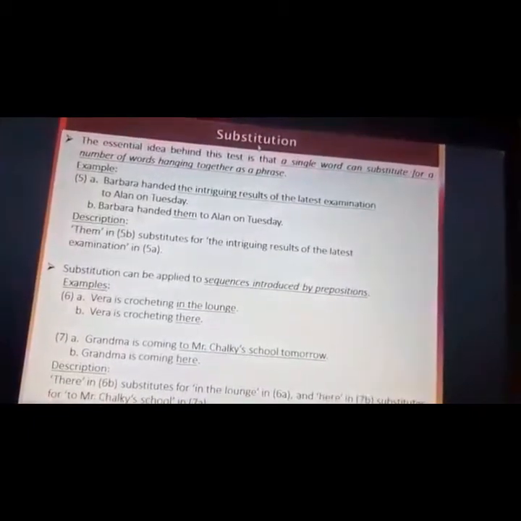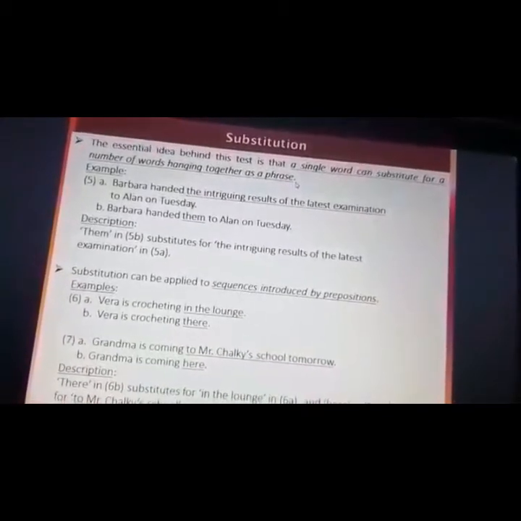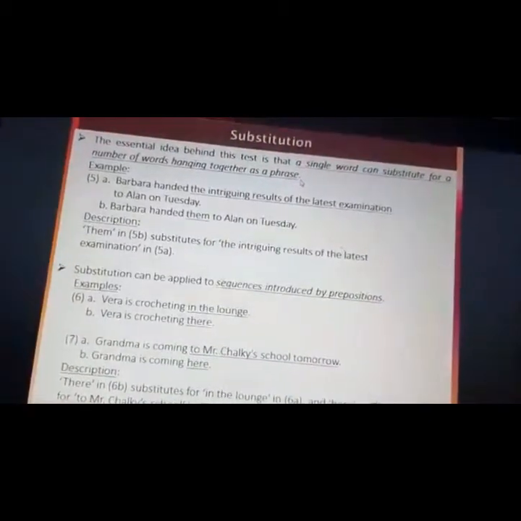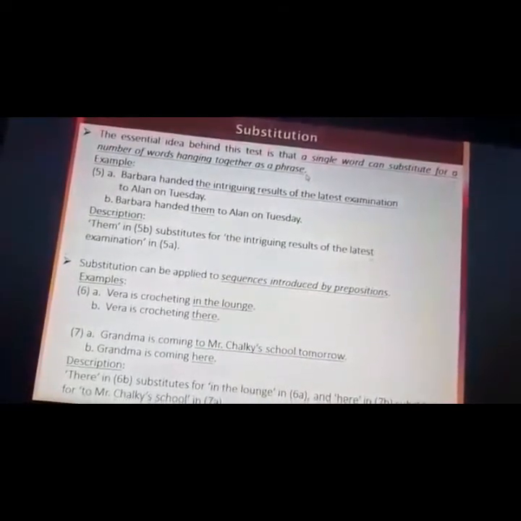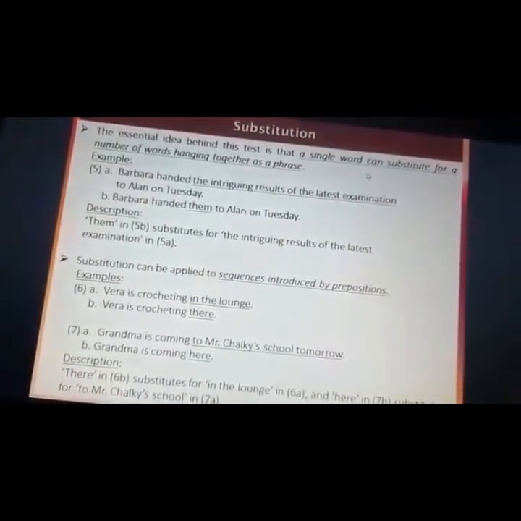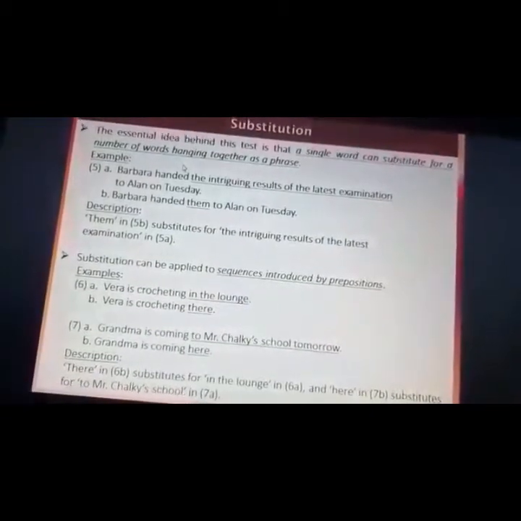Maksudnya adalah kalau sudah melakukan langkah substitution berarti kita hanya tinggal melakukan atau mengganti satu kata untuk mengganti beberapa kata. So kalau sudah substitution berarti lebih simple. It's simpler than before. Yang namanya substitution, ulangi lagi, adalah a single word can substitute for a number of words hanging together as a phrase.